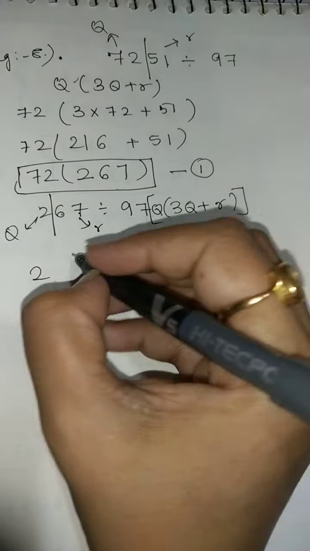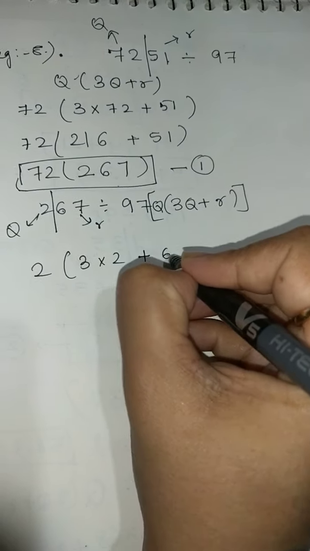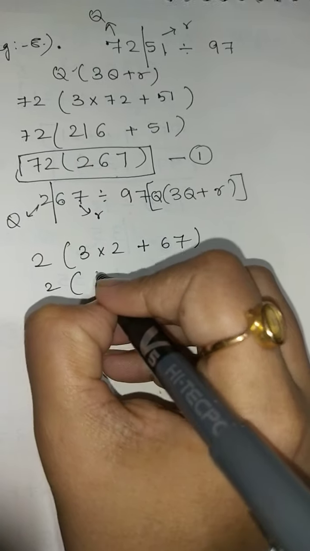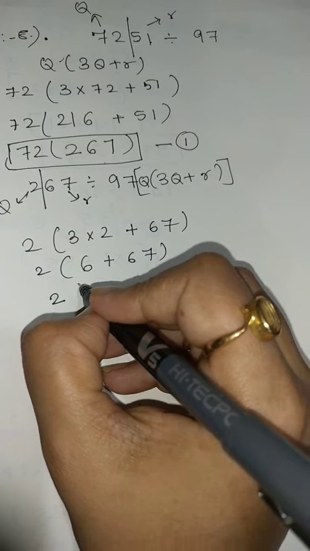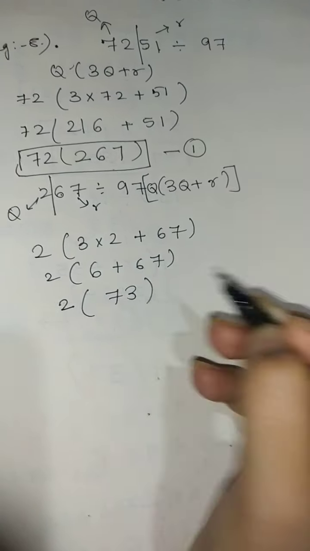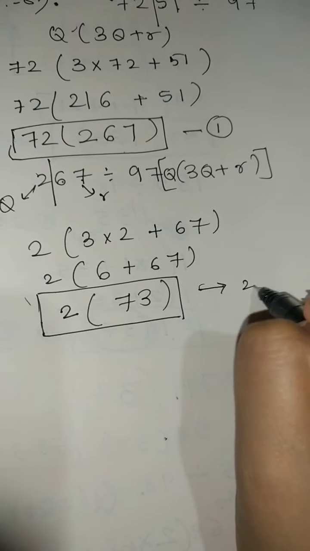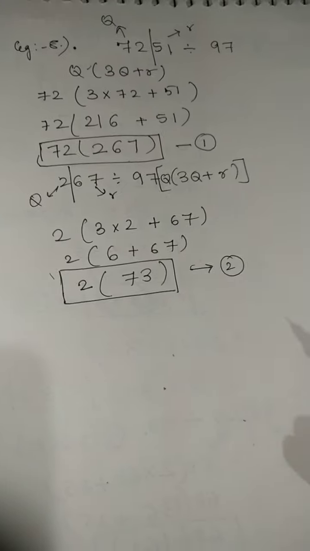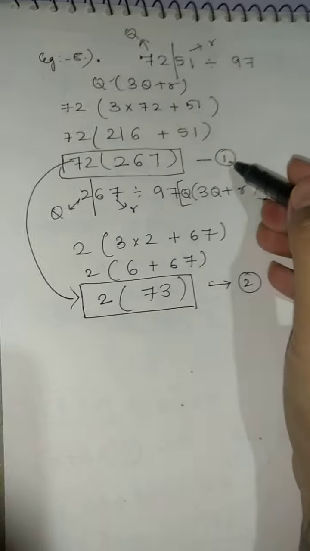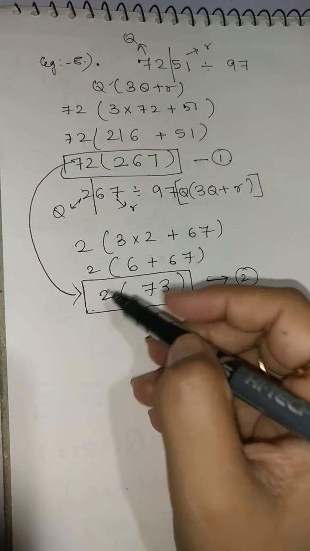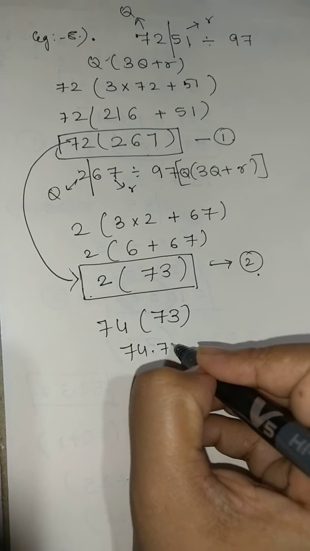So 2, 3 into 2 plus 67, that becomes 2, 6 plus 67, it becomes 2, 73. Now this is smaller than 97, so this becomes my answer number 2. Now as I told you all, we need one answer, so add the quotients of answer 1 and answer 2. So 72 plus 2 is 74, in the bracket 73. So my answer is 74.73.